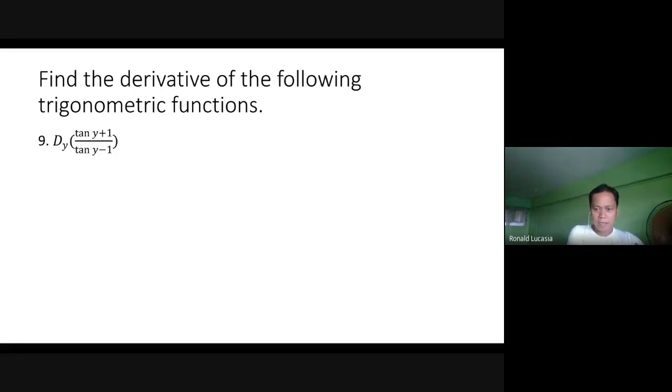Negative secant squared y over tangent y minus 1 from Bon. Ibig sabihin, mali o tama? Ang kay Miko ay positive secant squared y over tangent y minus 1. Negative 2 secant squared y over tangent squared.